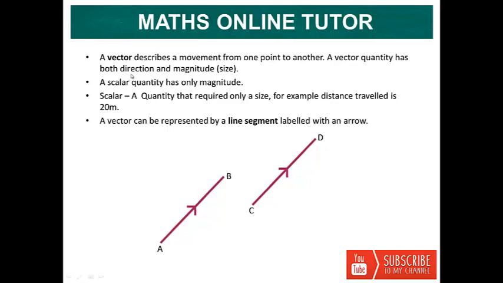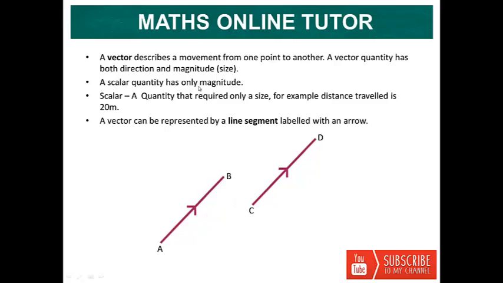A vector quantity has both direction and magnitude. Magnitude means the size. So if we measure the distance between point A and B, we will find out the magnitude of AB vector. If we measure the distance represented by the line segment CD, then we can find the magnitude of vector CD. The arrow of each vector shows what the direction is. So remember that a vector quantity always has a direction as well as the magnitude.